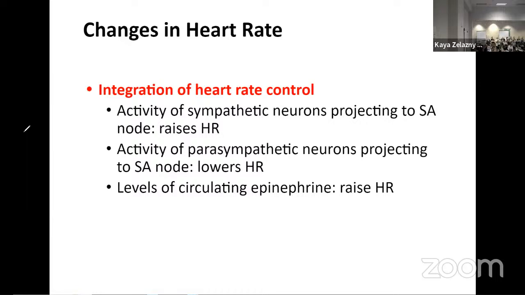So at rest, if you're just sitting around, your parasympathetics should be dominating, which is why your baseline heart rate is less than 100 beats per minute, 100 beats per minute being the baseline rate at which the SA node pacemaker cells would fire without any communication from those nerves. Okay. Sympathetic neurons let the SA node get to its baseline rate and then overshoot it as they project to that SA node. So sympathetics and epinephrine raise heart rate, and parasympathetics to that SA node could lower your heart rate.